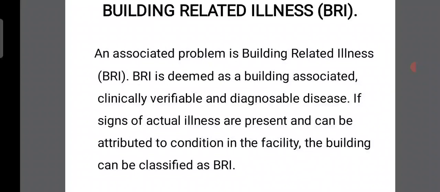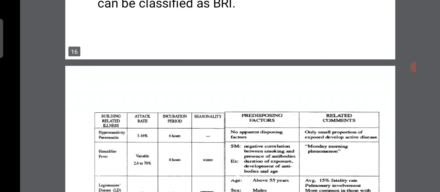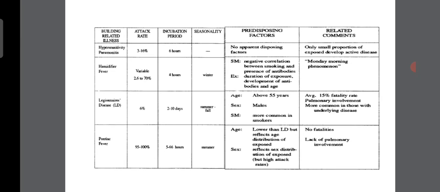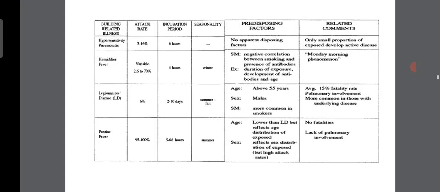An associated problem is building related illness, BRI. It is deemed a building associated, clinically verifiable and diagnosable disease. If signs of actual illness are present and can be attributed to the condition in the facility, the building can be classified as BRI. So this table indicates the different building related illnesses like hypersensitivity pneumonitis, where the attack rate is 3 to 16% and the incubation period is 6 hours. And we have humidifier fever, where the attack rate varies between 2.6 and 70%, and the exposure period is 4 hours.